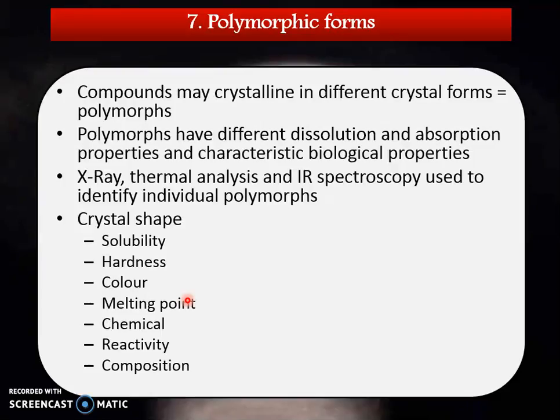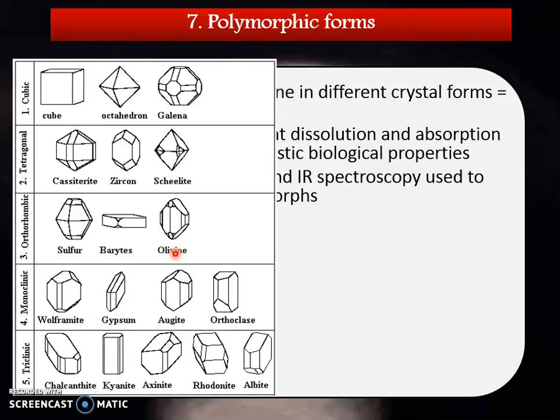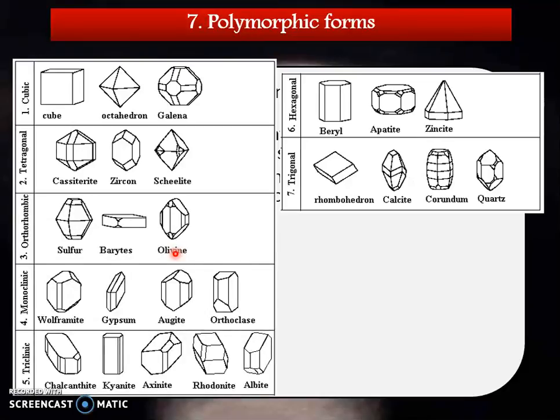Seventh, polymorphic forms. When you crystallize the products, it must have the correct crystal forms, because these crystal shapes can affect the solubility, hardness, color, melting point, chemical reactivity, and also composition of the drug. So these are the different crystal shapes with 7 classes: cubic, tetragonal, orthorhombic, monoclinic, triclinic, hexagonal, and trigonal.